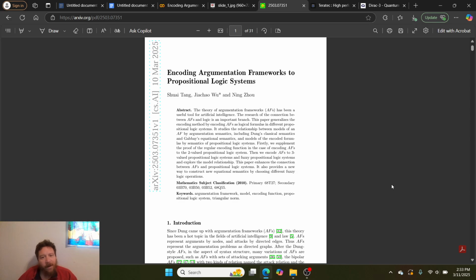This research paper is called Encoding Argumentation Frameworks to Propositional Logic Systems. This is a very interesting research paper to me because there is a particular framework with regards to logic and logic encoding called argumentation frameworks. This framework was invented in the mid-1990s by Dung.